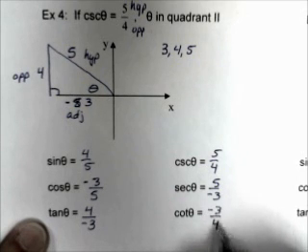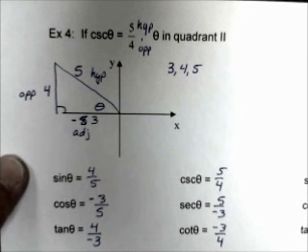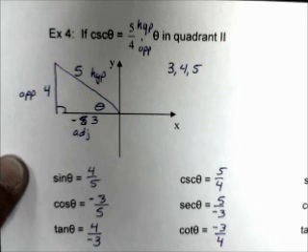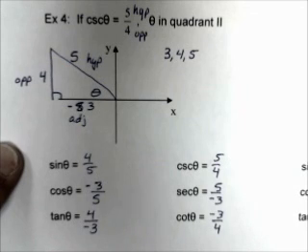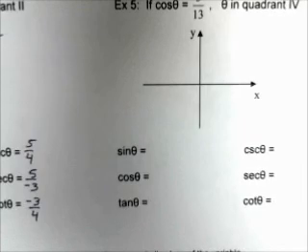-3 over 4. And just checking our signs. We're in quadrant 2, where only sine and cosecant are positive, and that's what we have. Our other fractions here for our 4 other trig functions are negative, as they should be.